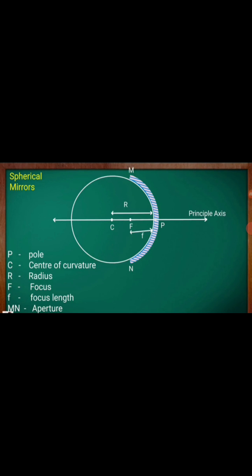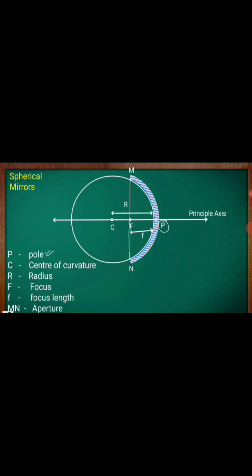And the last we have is aperture. Aperture is indicated with the capital letters M and N. Aperture is the effective diameter of the spherical mirror. That means it is the distance between M and N, the effective diameter of the spherical mirror or the reflecting surface. We call that an aperture.